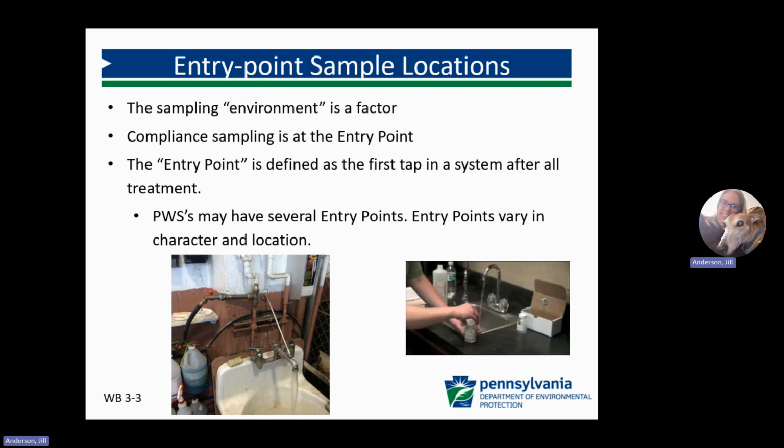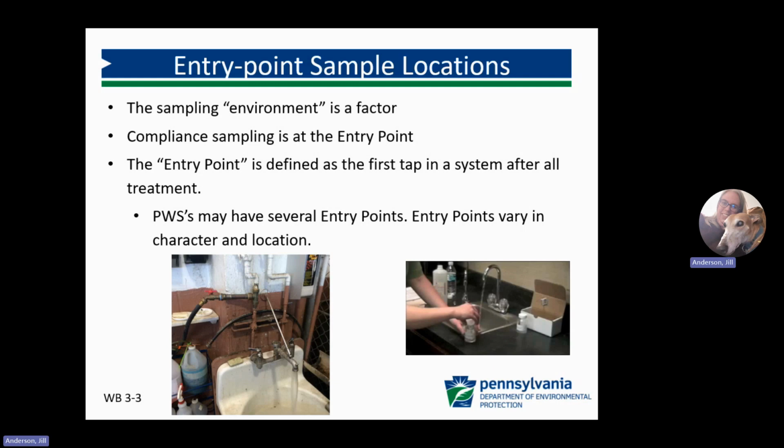Compliance samples are collected at the entry point for PFAS. Entry points are the first tap of finished water in a water system, immediately following all treatment processes. Entry points can vary in character and location.